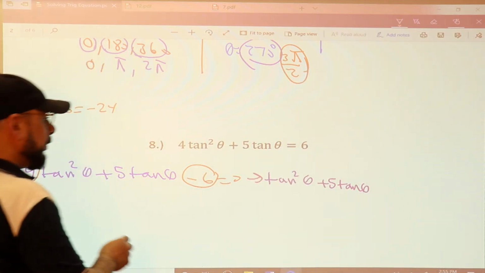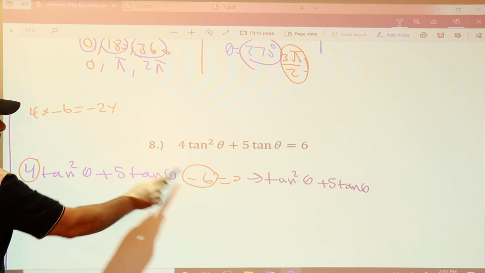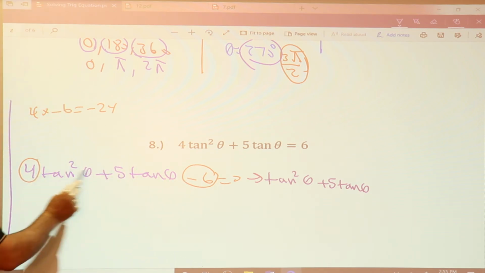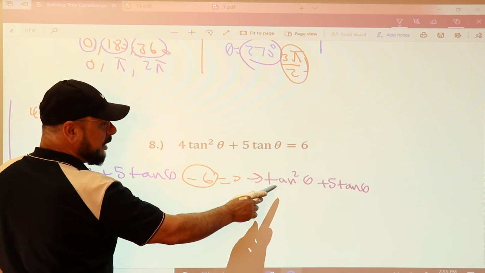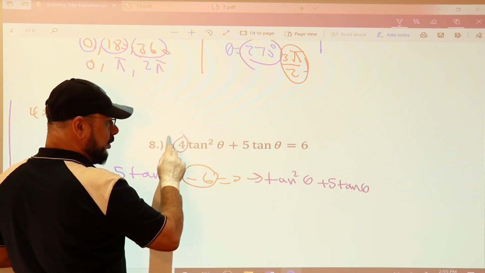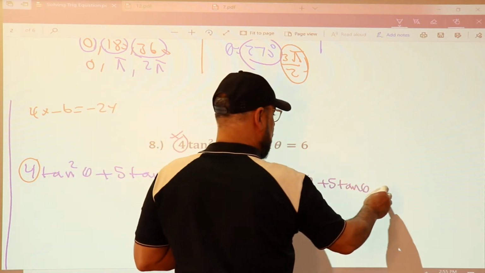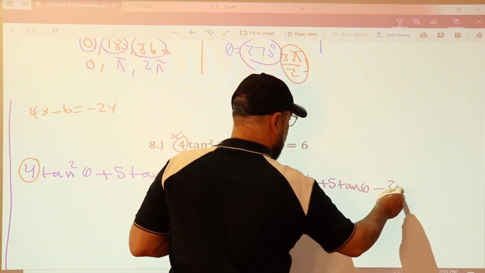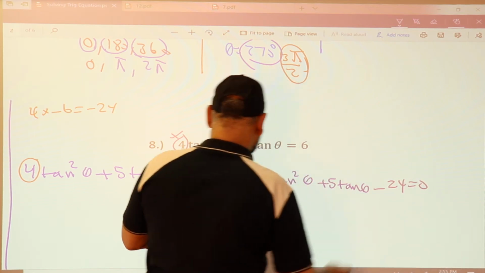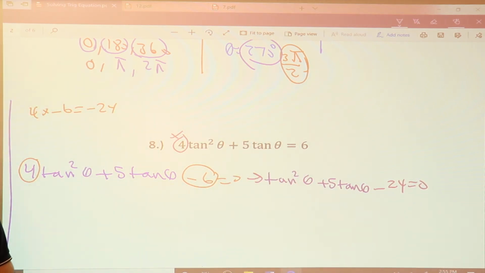Then what I did, I multiplied 4 times negative 6, negative 24. I removed the 4. I have tan squared theta with no 4, plus 5 tan theta minus 24 equals 0. Then I'm going to factor it.